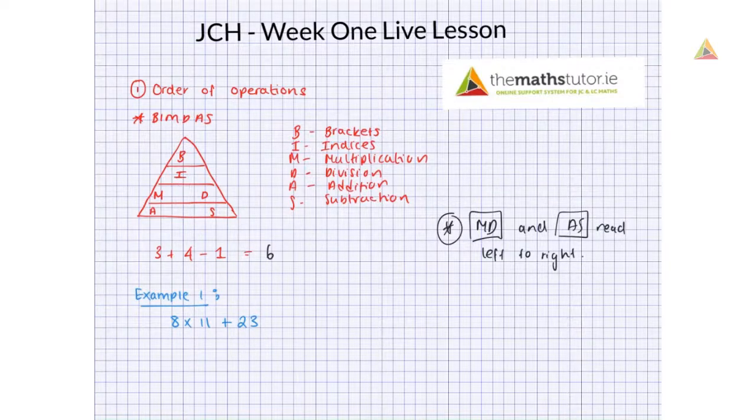I, which is indices, which is powers, so 2 squared, 3 squared, that kind of thing. There's no indices here, so we can leave that. Now, multiplication is done next. Do we have multiplication? Yes, we do. Okay, so I'm going to mark that in.